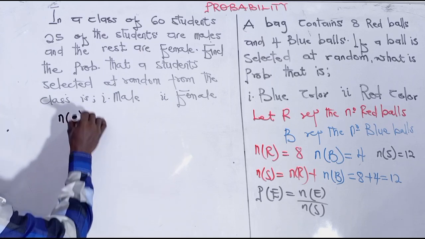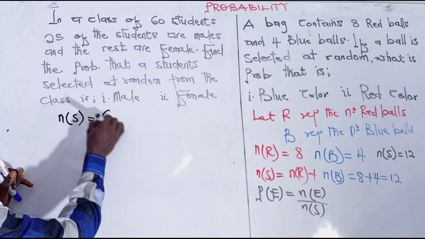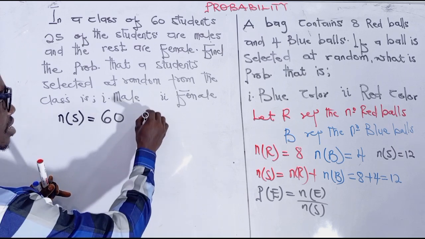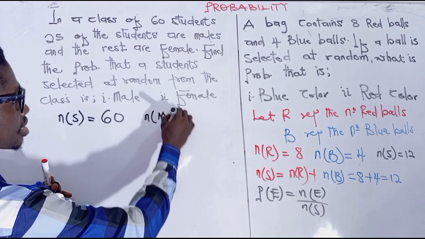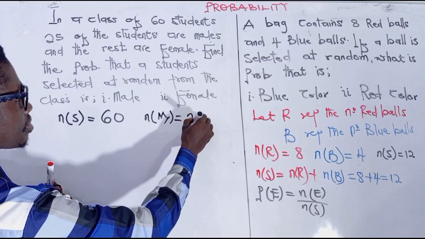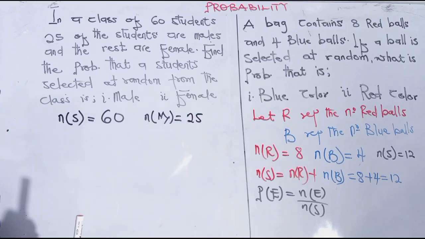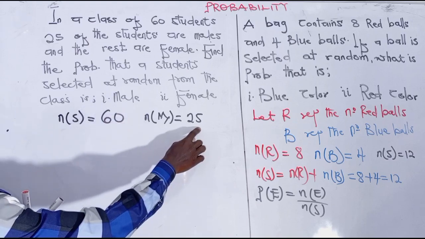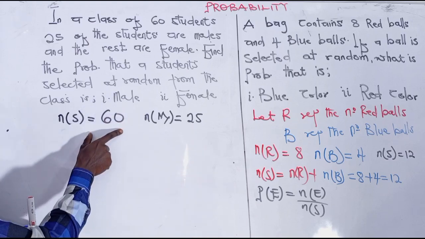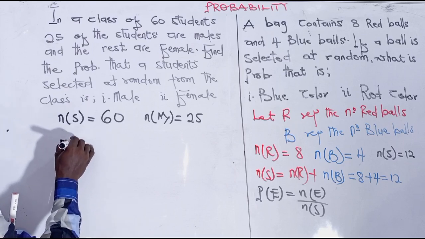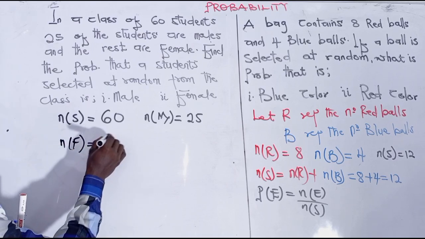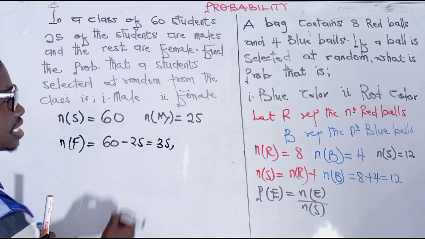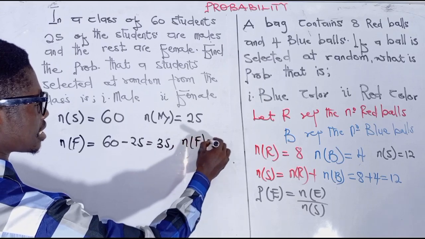The number of students in the class, which is the sample space, is 60. How many students in the class are males? The number of male students in the class is 25. We need to find the number of females in the class. To do this, we subtract the number of males from the total number of students in the class. So the number of females is 60 minus 25, which gives us 35.